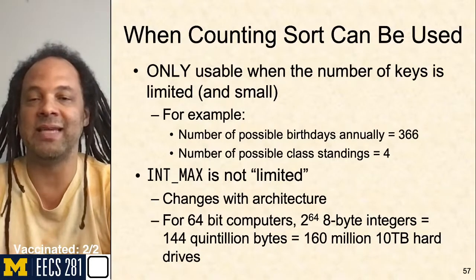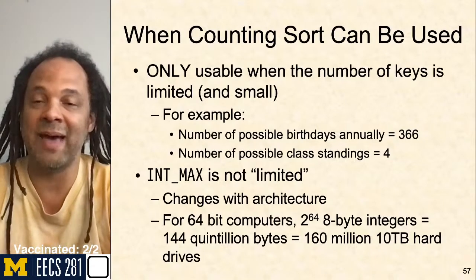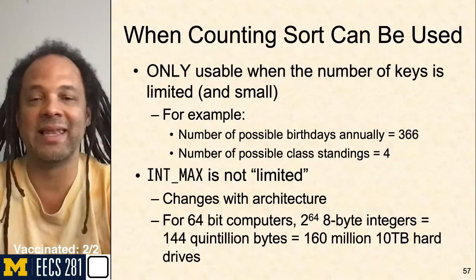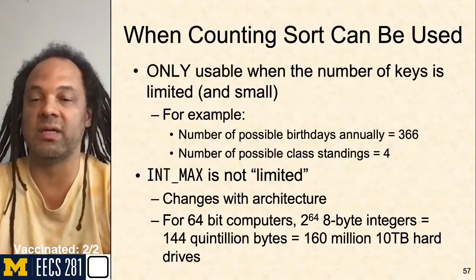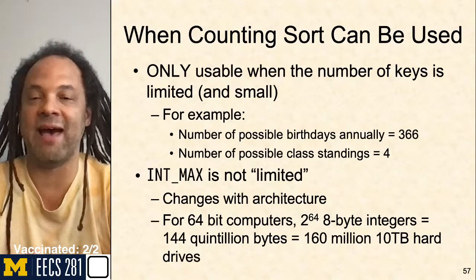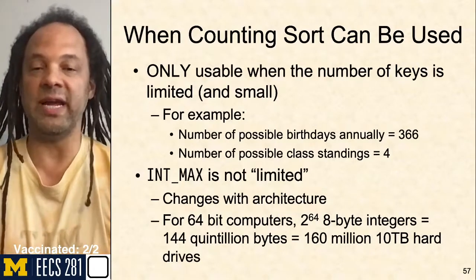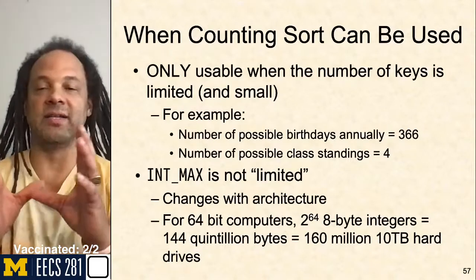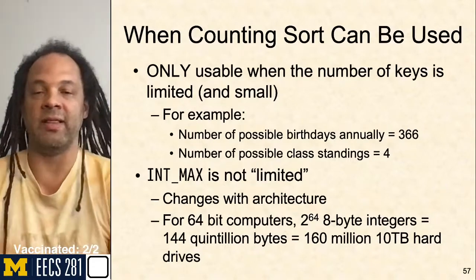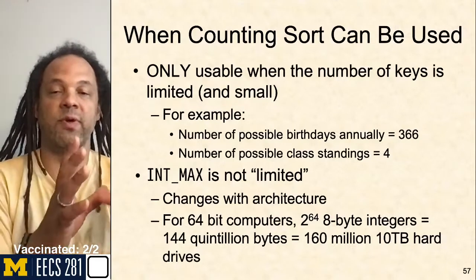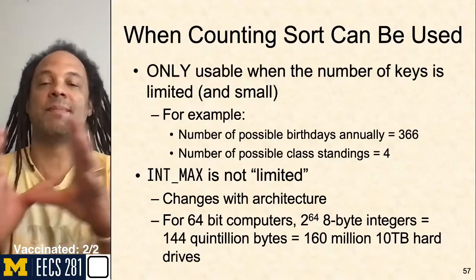What's not limited is int max. Yes, int max is a constant, but it is not limited. It also changes with architecture, and since I have to have what we call a bucket for each one of these things, I have to have a bucket to total how many of these things were 0, how many were 1, how many were 2, how many were 3, 4, 5, 6. I have to have a bucket all the way up to int max.